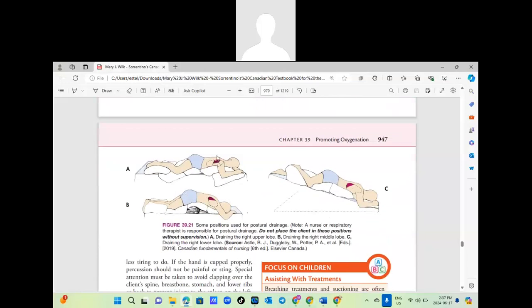Drainage. Okay, so let's say this is the lungs and this has mucus, right? So A is draining the right upper lobe, and B is draining the middle lobe. So this is the middle lobe over here, and the last one, C, is draining the right lower lobe. Remember, the right has three lobes and the left has two lobes, right?